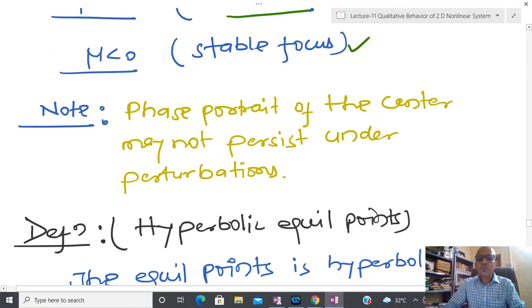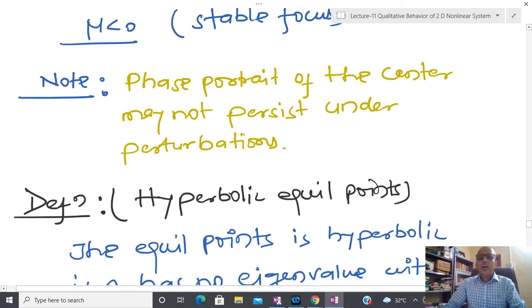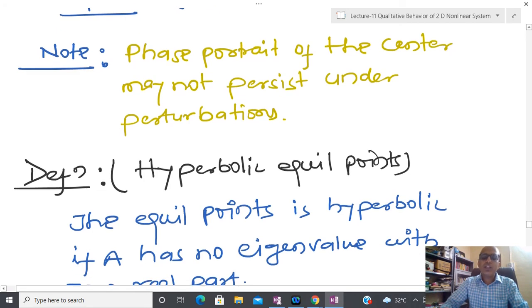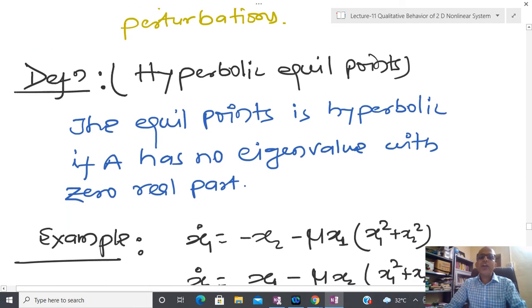What I am going to do is take one example, and before that I am going to give a definition, then I will come to the example. The phase portrait of the center may not persist under perturbation. It means that sometimes it is stable and sometimes unstable, and due to that reason I cannot comment on the stability of the equilibrium point of the corresponding nonlinear system. So what is the meaning of a hyperbolic equilibrium point? The equilibrium point is called hyperbolic if A has no eigenvalue with zero real part.